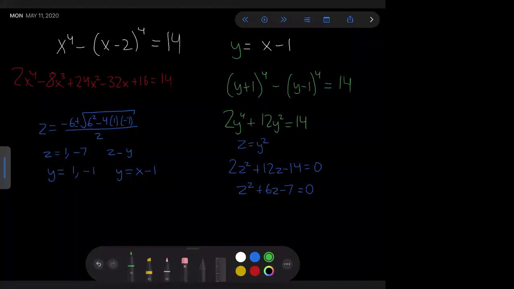So over here, we have z is equal to 1, comma, negative 7. Now remember, your z is going to equal y squared. And the thing about z is equal to y squared is that when you square root all this stuff, how are you going to square root negative 7? Negative 7 is one of your solutions, right? That doesn't work. So you cannot square root negative 7 because that becomes an imaginary number. So z is equal to 1, and we get that y is equal to 1 and negative 1.